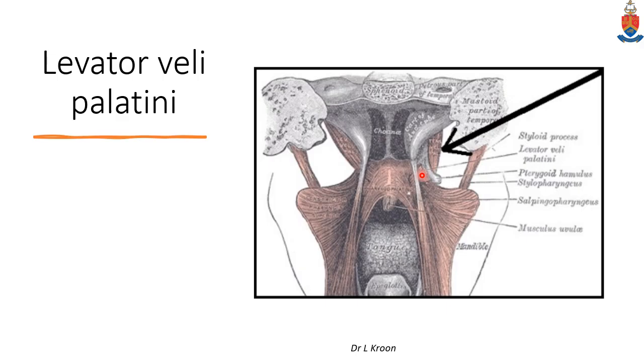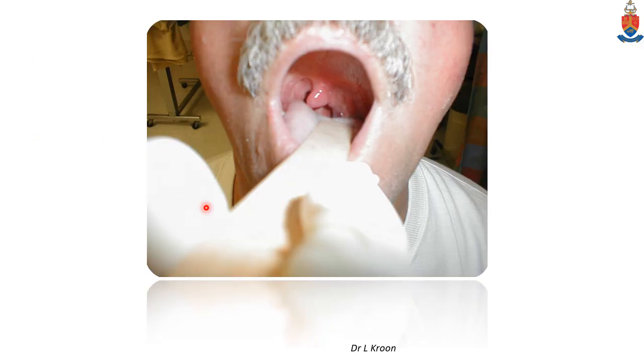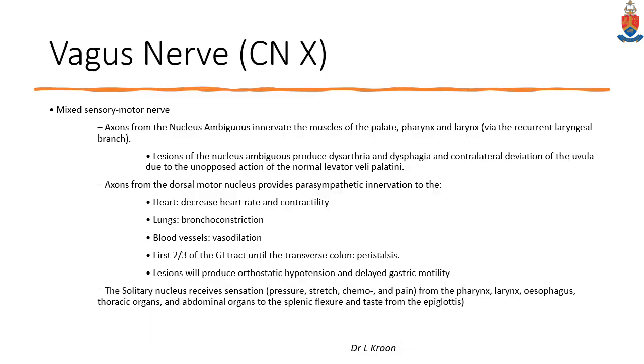So what does this look like clinically? It looks exactly like this, where the patient is asked to say ah, is able to elevate over here, but is not able to elevate over on this side, and the uvula deviates. The affected side is the vagus nerve on the left side. So you can see that this muscle, the levator veli palatini, is still contracting on this side, causing the uvula to deviate towards the normal side, away from the affected side.